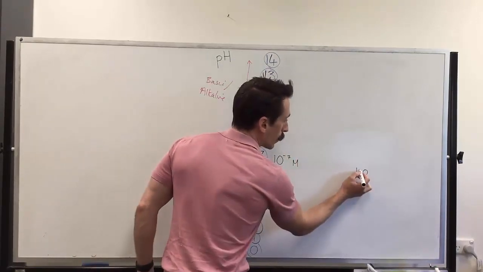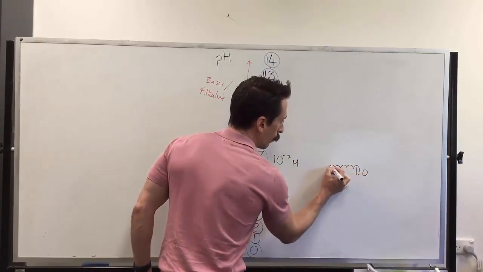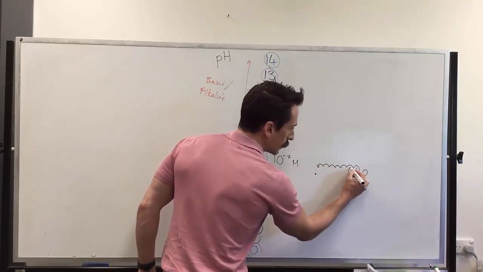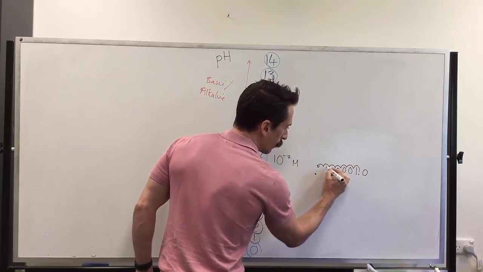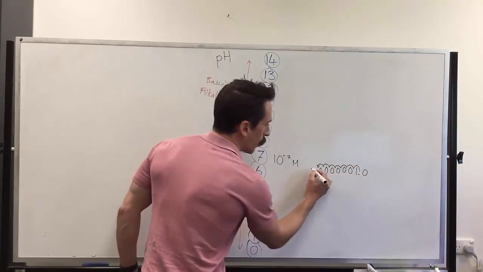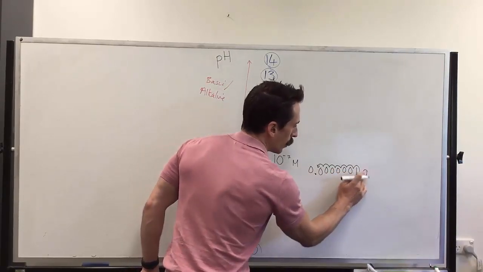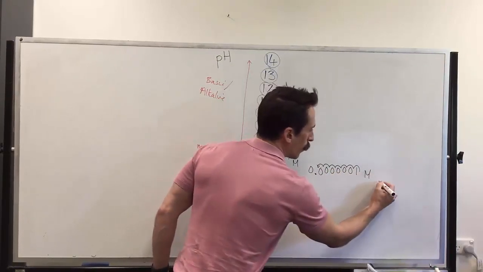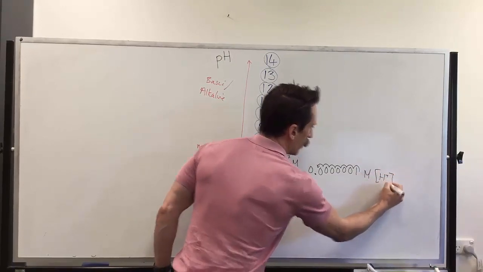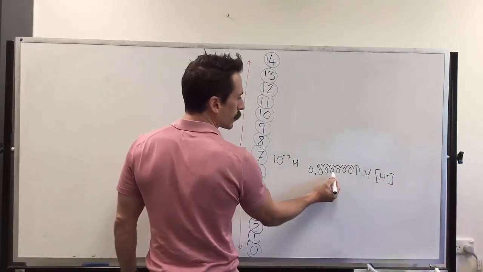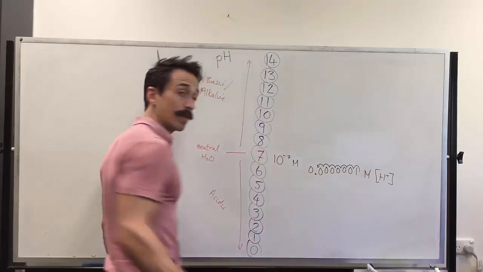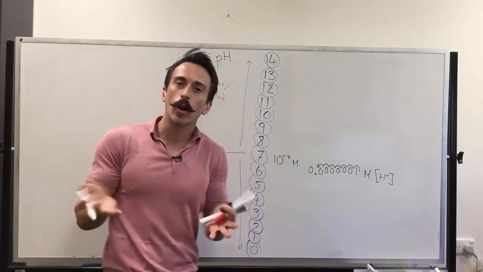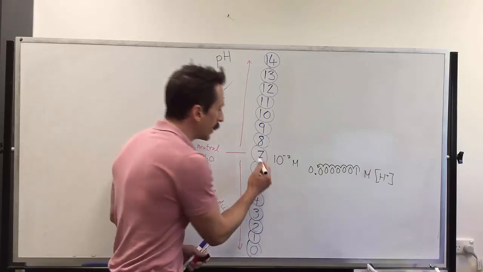So I move it 1, 2, 3, 4, 5, 6, 7. And there's my decimal point, which means there's now going to be 0, 0, 0, 0, 0, 0 here. Which means that our new concentration written in the form of molar in regards to hydrogen ion is 0.0000001 molar of hydrogen ion. That's what a pH of 7 actually means. That number is so small. That's why we don't write it down like that. We write it as 7.